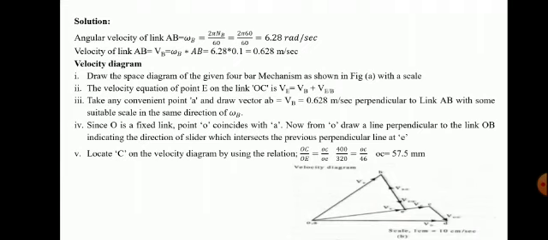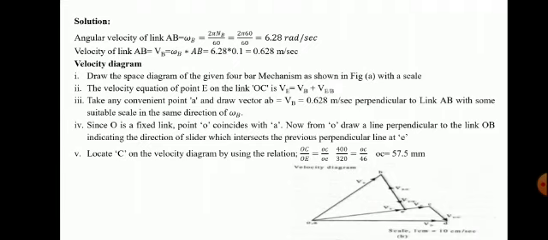Since O is a fixed link, point O coincides with A. Now from O, draw a line perpendicular to the link OB, indicating the direction of the slider, which intersects the previous perpendicular line at E. From B, you draw a perpendicular line which will intersect this line. We will get now O, A, B and E located. How to locate the point C?